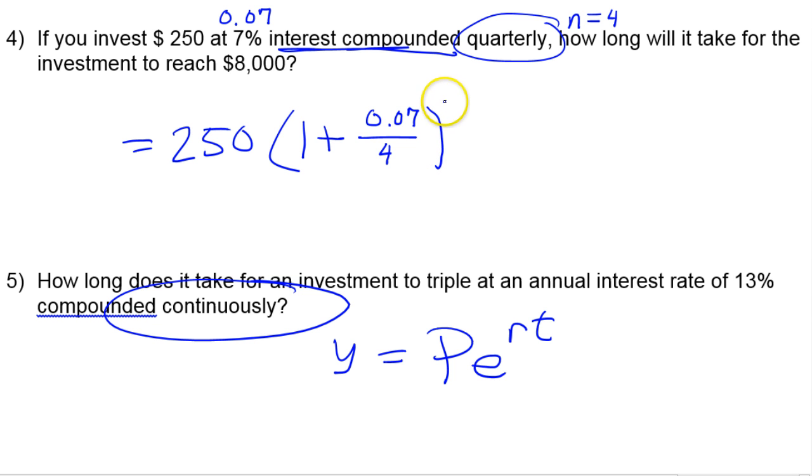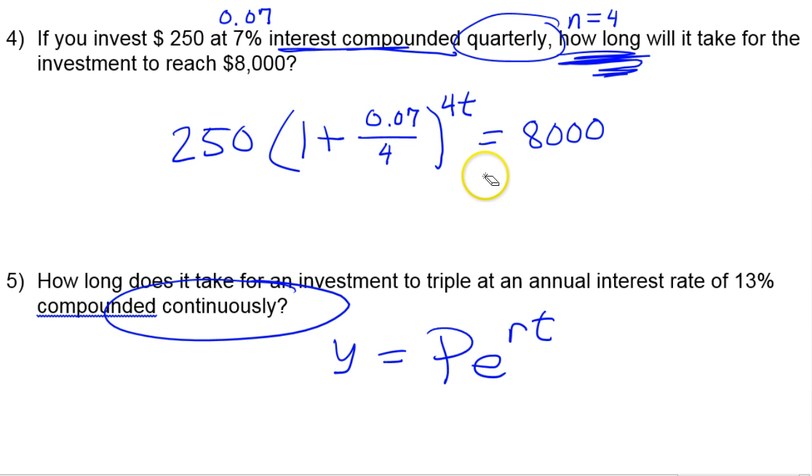Now here was nt, so I'm going to put 4 again. How many years do we have? We don't know that. That's what we're supposed to find. So we're going to have to leave that as a variable. That means we must know the answer. What's the answer? We want to know how long it takes to reach a value of $8,000. I'm going to go ahead and put the 8,000 on the right-hand side. So basically they're giving us the y. They're giving us the answer.